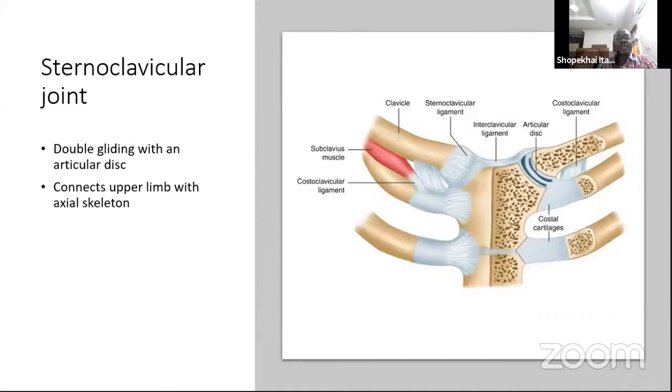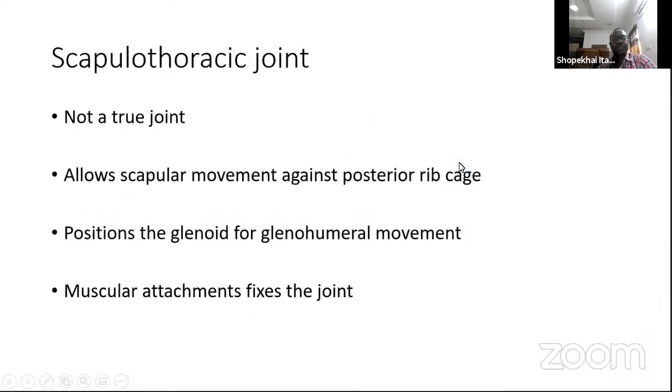The sternoclavicular joint, again, is double gliding with an articular disc. Very little movement occurs there. The sternoclavicular ligaments, as well as the costoclavicular ligaments, are responsible for stability at this point. There's not much to say other than this is the point of transmission of the strut action of the clavicle to the thorax. The scapulothoracic joint is not a true joint, and it just allows scapular movement against the posterior rib cage, positions the glenoid for glenohumeral movement, and acts as muscular attachment to fix the joint.